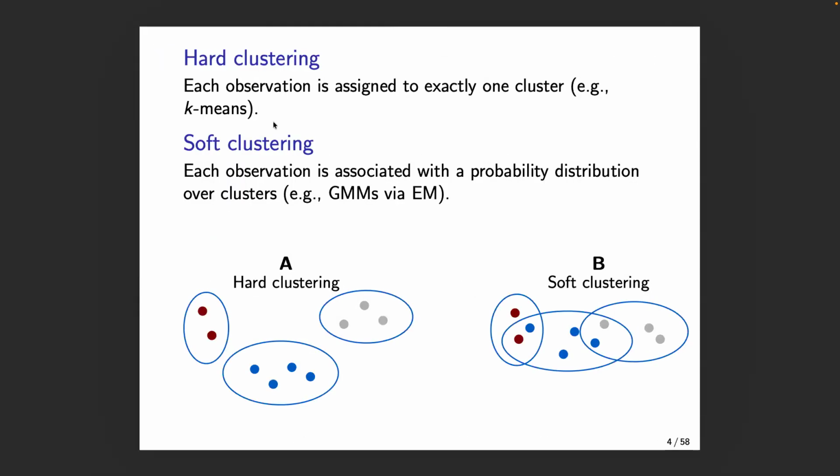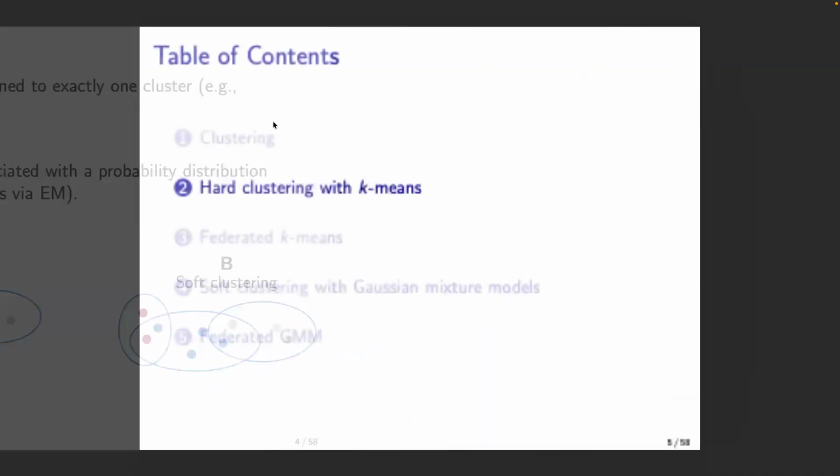We can divide clustering in two broad categories, hard clustering and soft clustering. Hard clustering means that each observation is assigned to exactly one cluster. You can see in the left diagram, each point belongs to just one circle. While soft clustering means that each observation is associated with a probability distribution. So we can say that a point belongs with a 70% probability to one cluster and with a 30% probability to another. As you can see in the second diagram, there are different techniques for each one. We will see k-means for the hard clustering and GMMs via EM for the soft clustering later in the lecture.